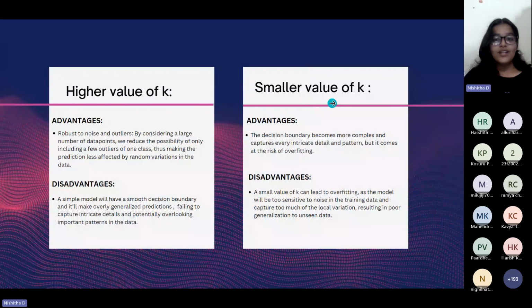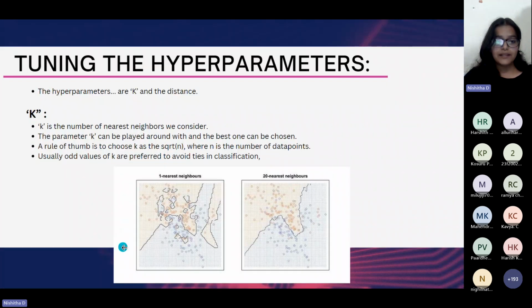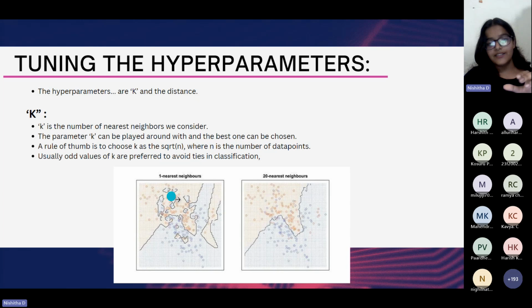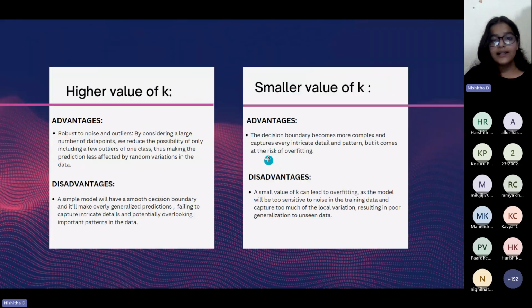But when you choose a smaller value of k, the decision boundary becomes a lot more complex because you're considering each and every intricate detail, each and every data point. Like when you choose 1, you're considering essentially the point right next to that data point. So you'll be considering many outliers and noise in the data, and you will capture many intricate details and patterns, but it comes at the risk of overfitting.